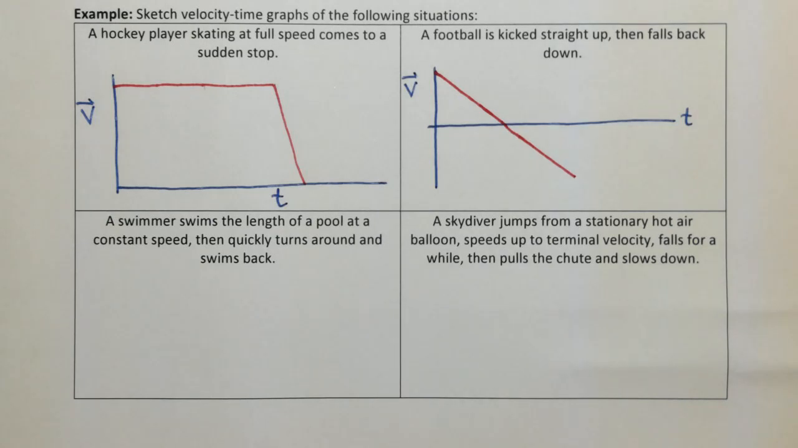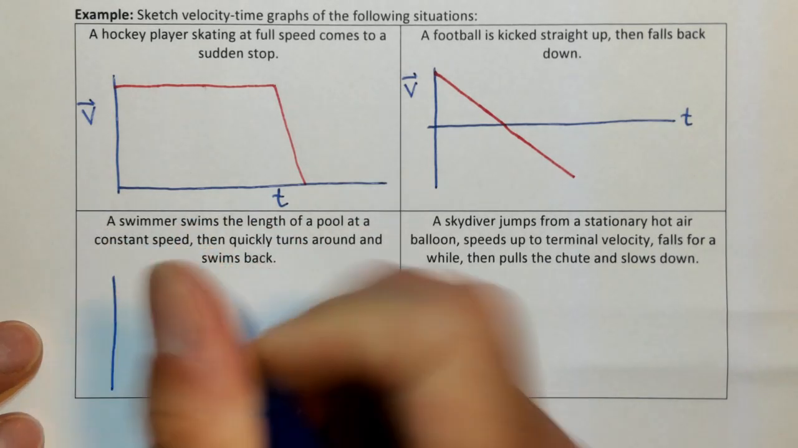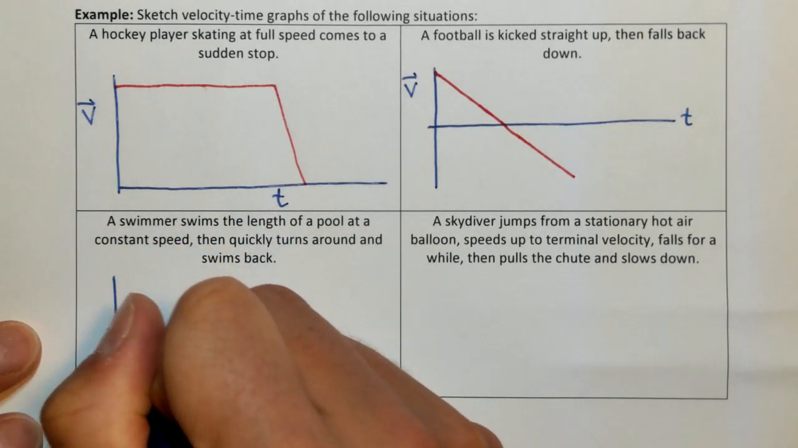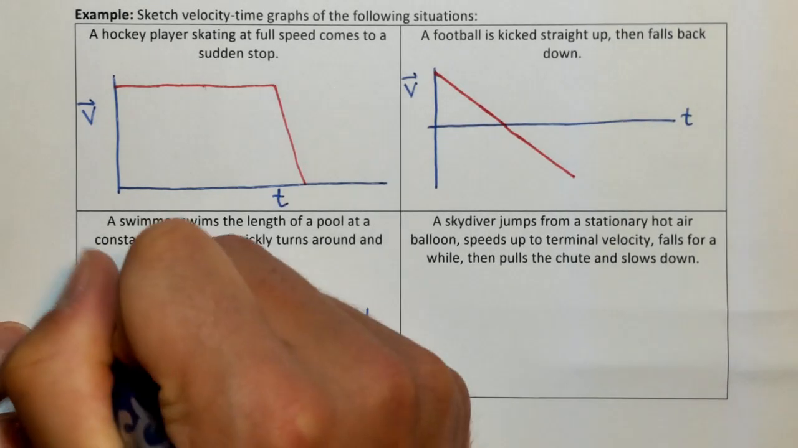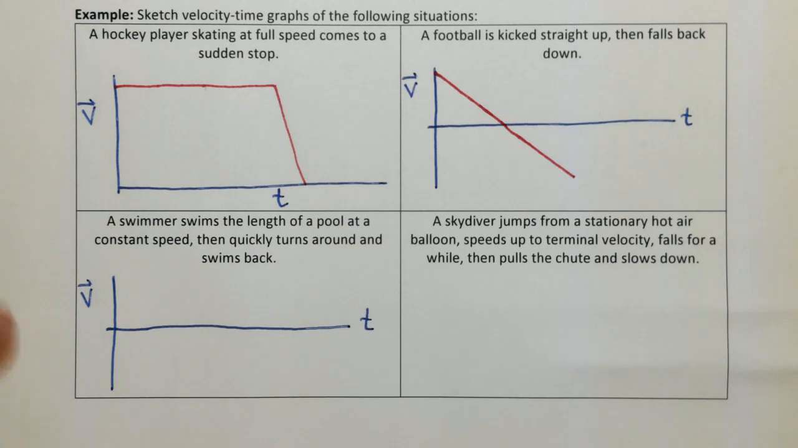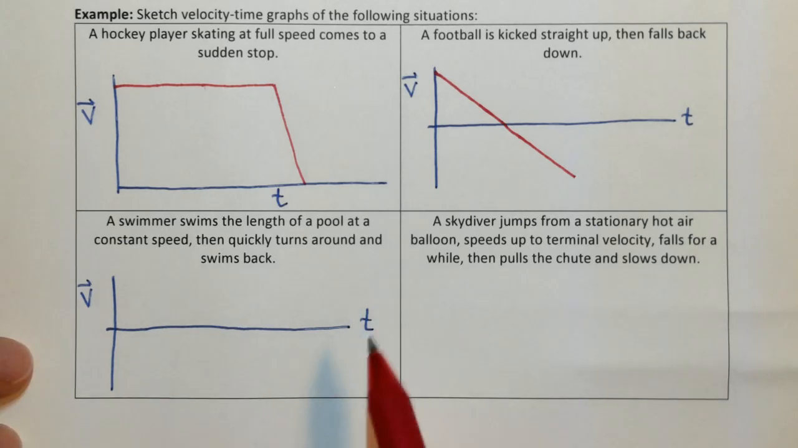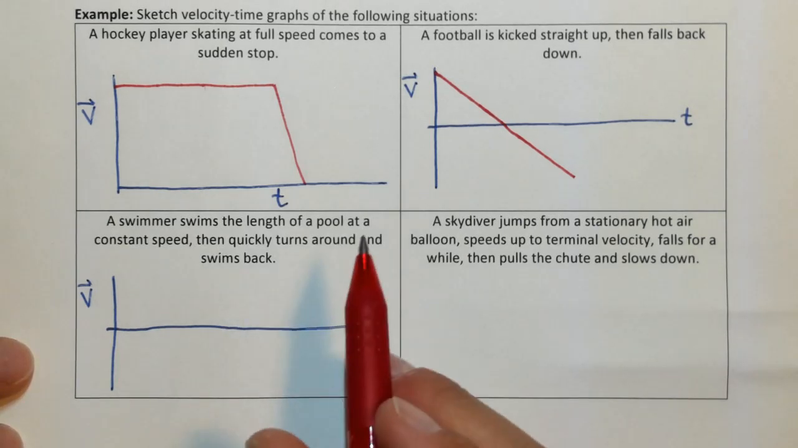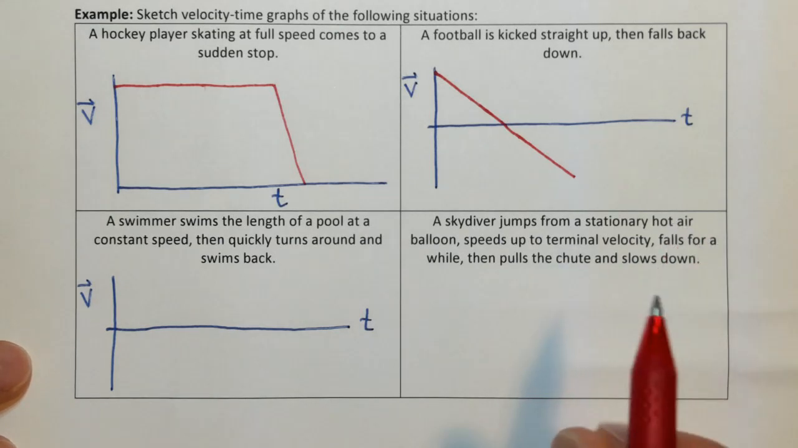A swimmer swims the length of a pool at constant speed, then quickly turns around and swims back. Okay, again, in this problem, there's a forwards and then backwards direction going on. So I think I'm going to have both positive and negative velocities. So I'll draw my axes to accommodate that. Okay. So the swimmer is swimming. We'll say they're swimming forward. Whatever direction they're starting in, we'll call that forward.